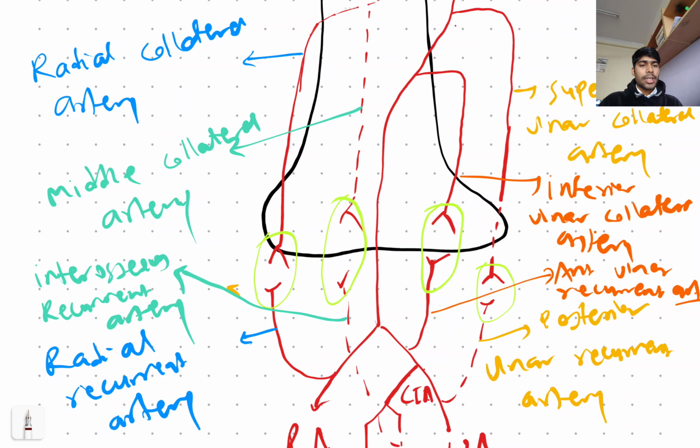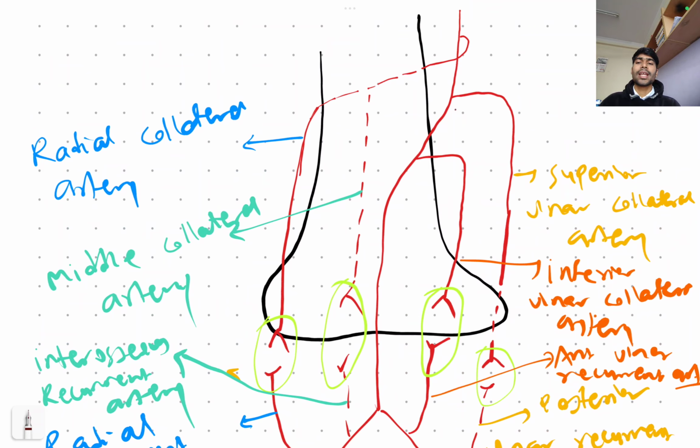So that's all about the anastomosis. So how could you remember? Sorry, and one more thing: the radial collateral artery is also known as the anterior descending artery, and the middle collateral artery is also known as the posterior descending artery.